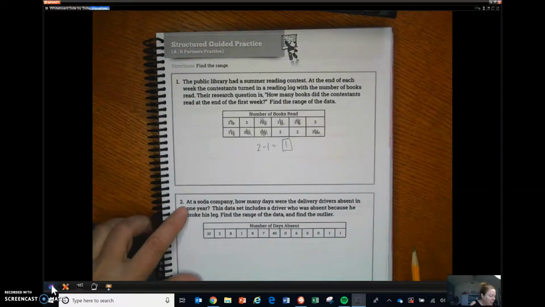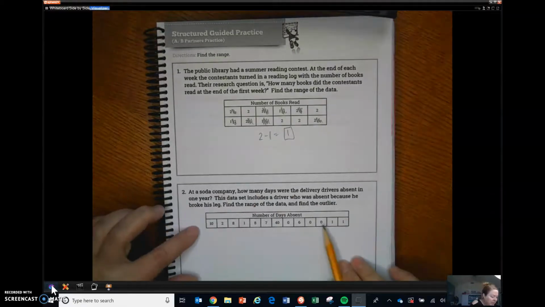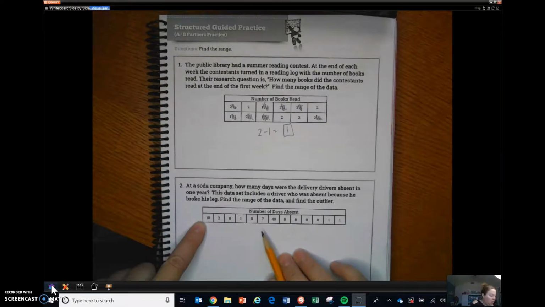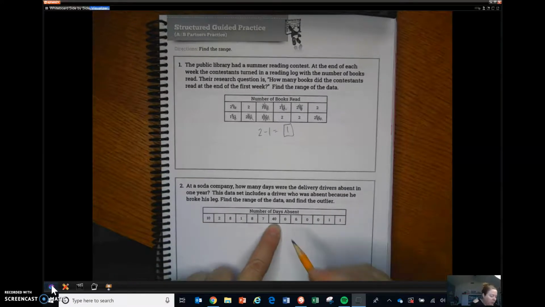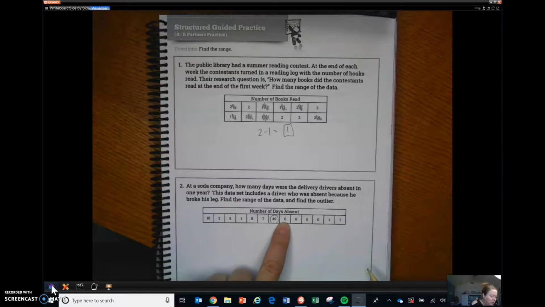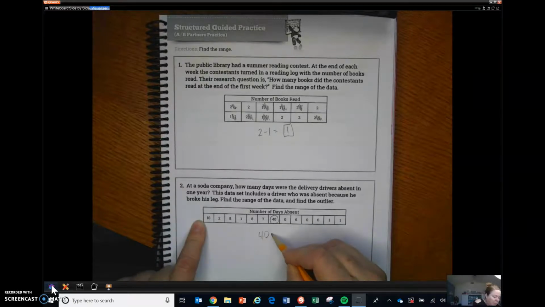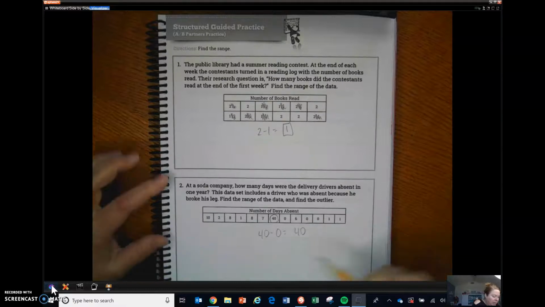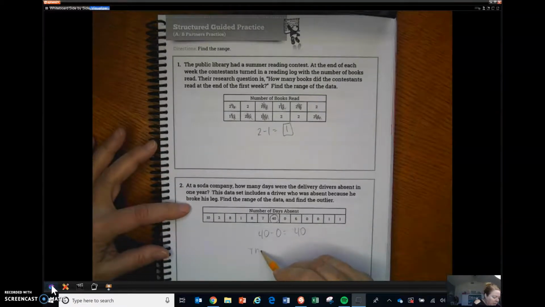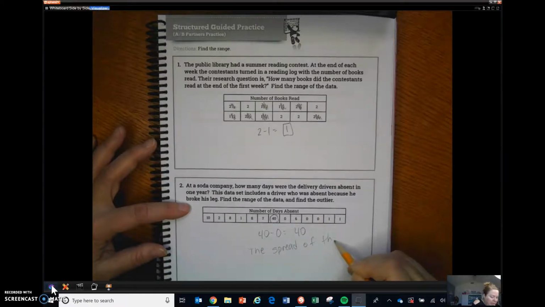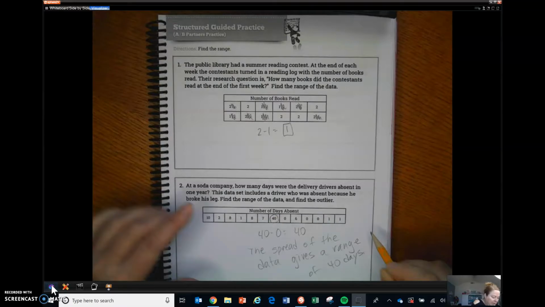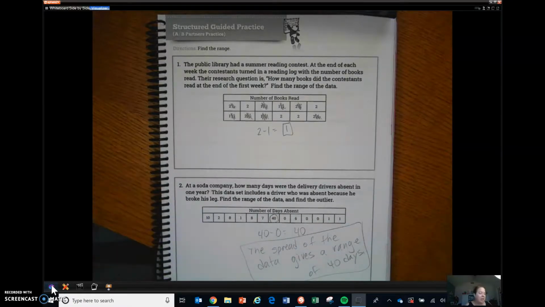And then at a soda company, how many days were the delivery drivers working? Okay, this is that same one. Now, this is what I'm talking about. Don't go, oh yeah, 10 must be the biggest. No, look, here's a 40. And then I have a 0, and there's no negative numbers. So 40 minus 0 is 40. And the way you would say this is you would say the spread of the data gives a range of 40 days. Something like that. Super easy, not hard at all.